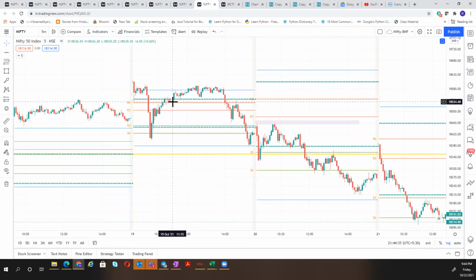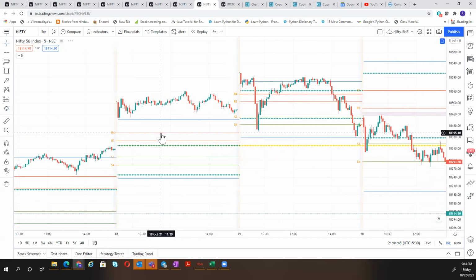R4 is broken, but this is a selling area. So below the selling area, you have one more decision point, a pullback. Look where the market is facing resistance. So use your common sense, try to play along.